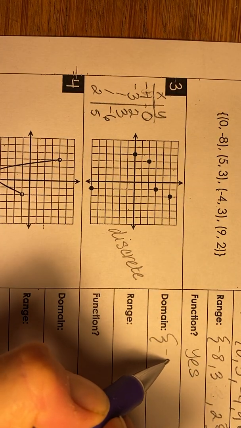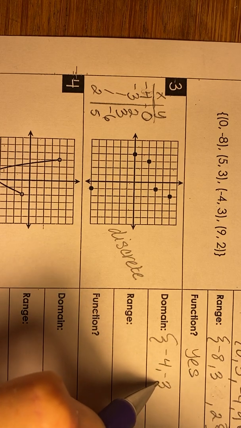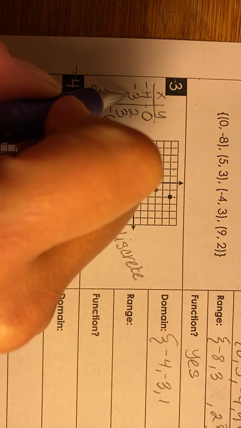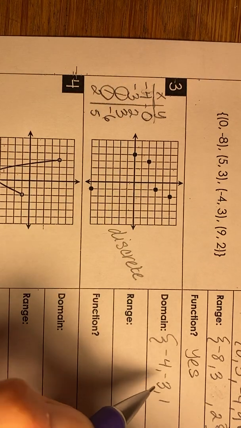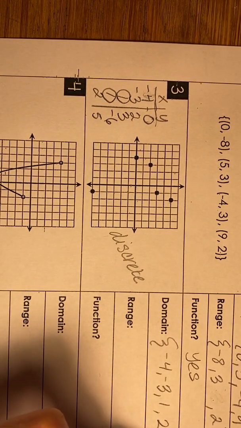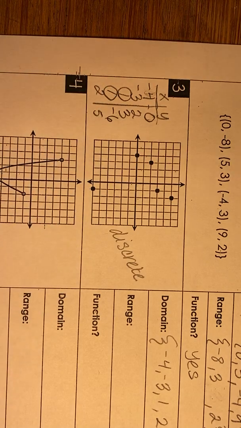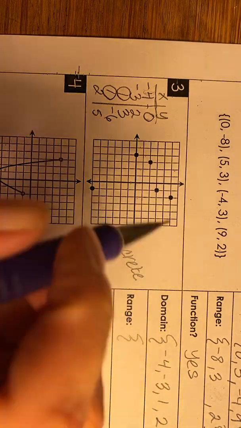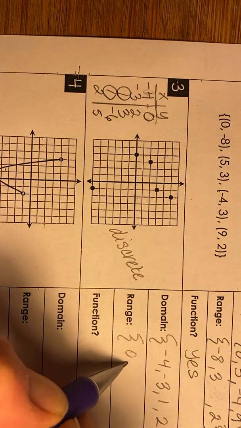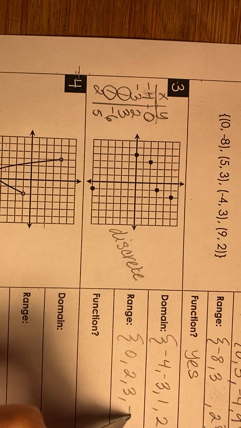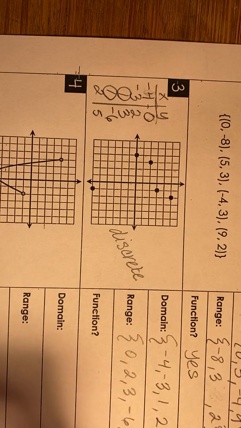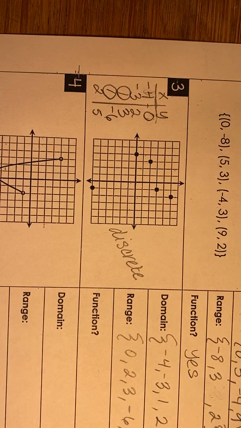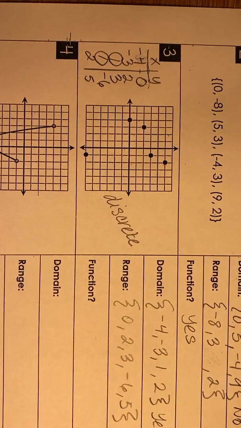The domain is -4, -3. These are the x values. 1 is listed how many times? Twice. That's important. And 2. Is there an x value that's listed more than once? Yes. The range is the y values: 0, 2, 3, -6, and 5. A lot of times you'll see these written in order from least to greatest. None of those repeat, nor does that matter for defining a function.